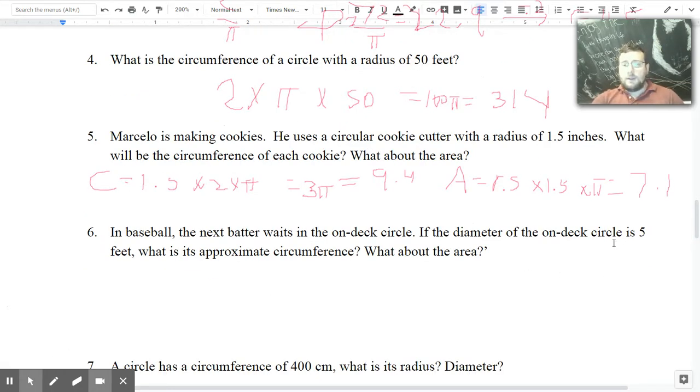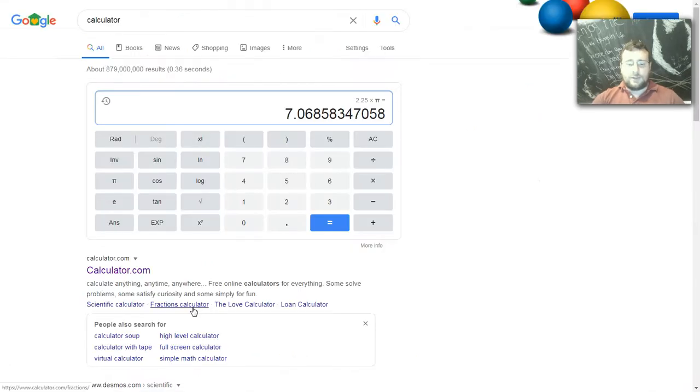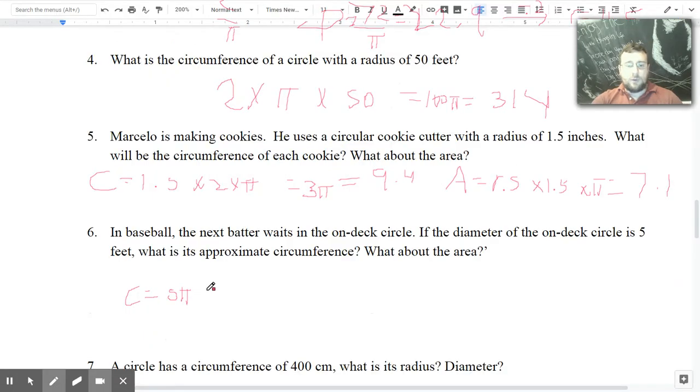All right, number 7, the baseball batter is on deck. He has a circle that has 5 feet in diameter. Remember, diameter is across the whole thing. What is the circumference and what is the area? So circumference is just diameter times pi. So that would just be 5 pi. Or if I actually have to figure that out, if they didn't leave it in terms of pi, it is about 15.7 feet, the circumference.